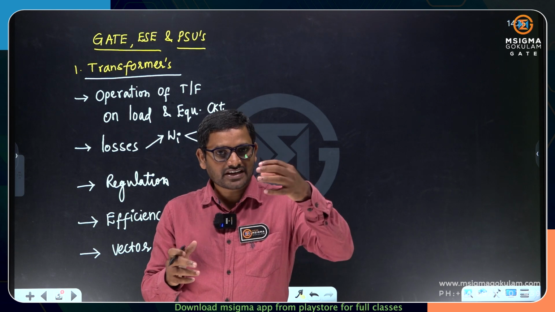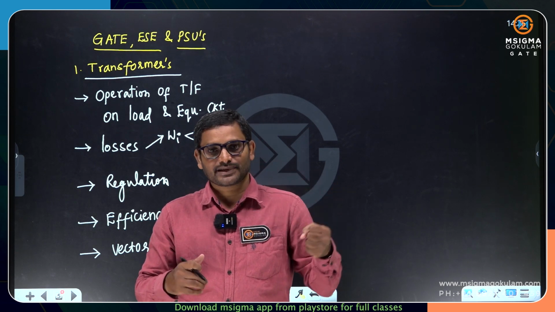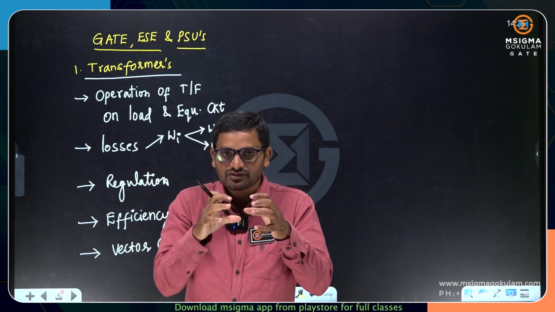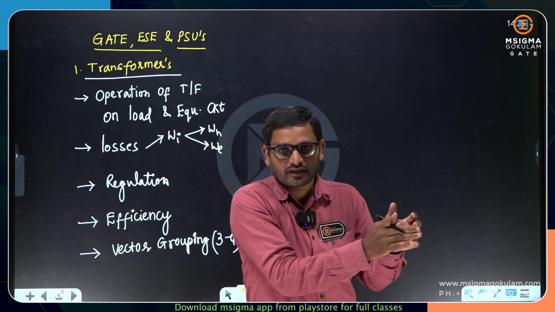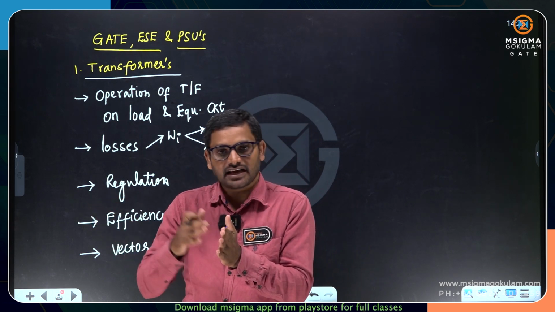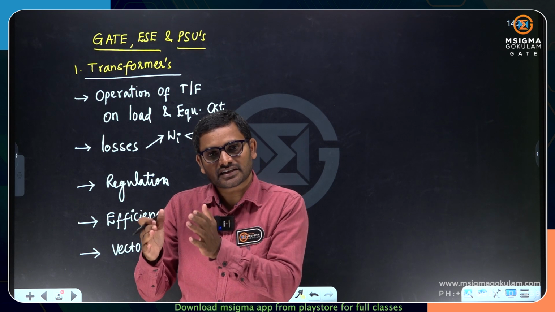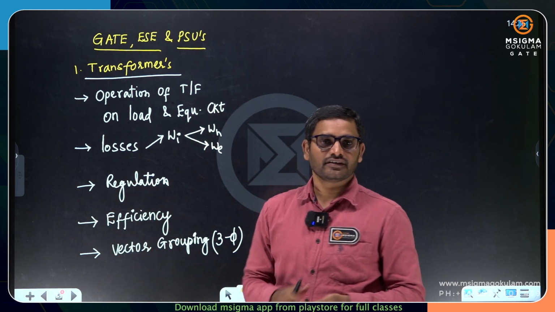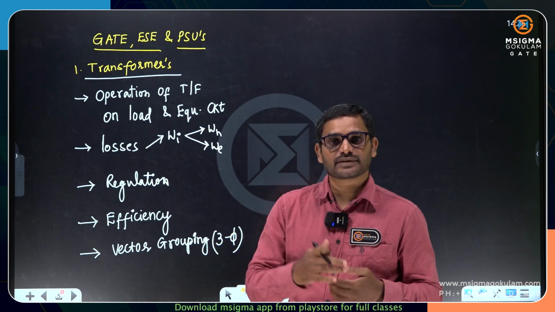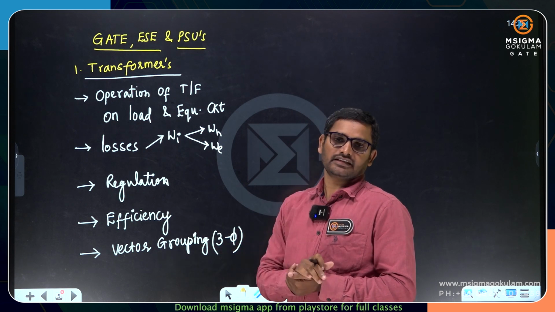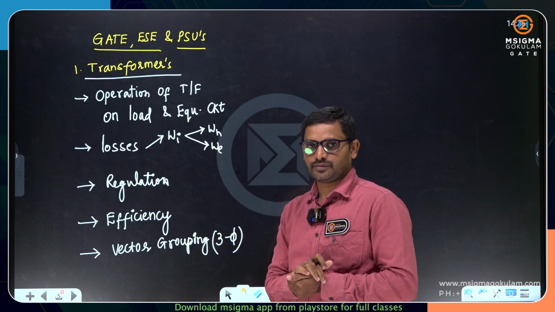Okay, so if star-star is having 0 degrees phase displacement, delta-delta is having 0 degrees phase displacement, these two transformers come under one group. If delta-star is having one displacement, star-delta is having one displacement, then delta-star and star-delta come under another grouping. That's what vector grouping is, where we will be discussing the phase displacements of the transformer. So these are the important areas in the transformer topic.